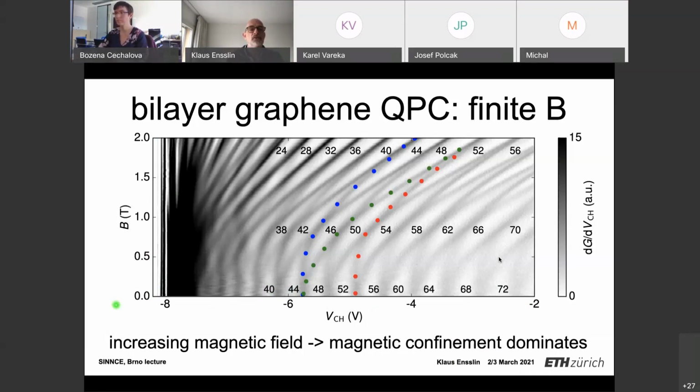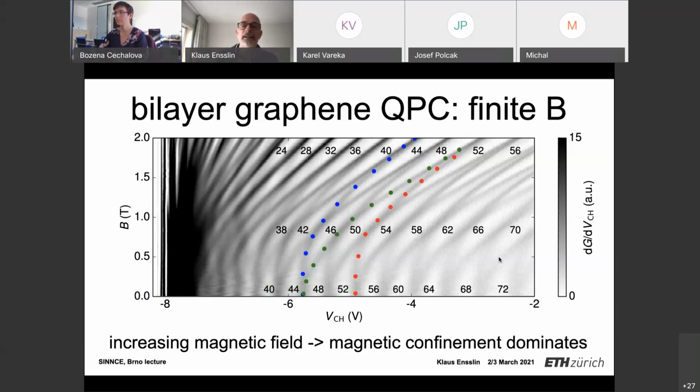So let's first look at what happens at 0 magnetic field, and you see there these white regions that alternate with the gray regions. So white means derivative is 0, you're on a plateau. Gray means finite derivative, so you're between plateaus. And I put in here the numbers, it's 40, 44, 48, 52. So it changes in units of 4e²/h, as we saw and as it is expected.